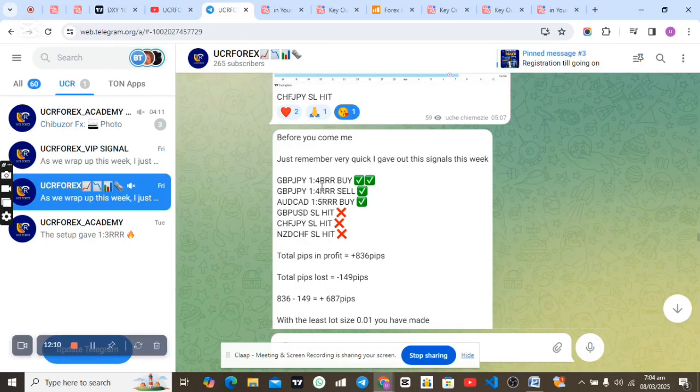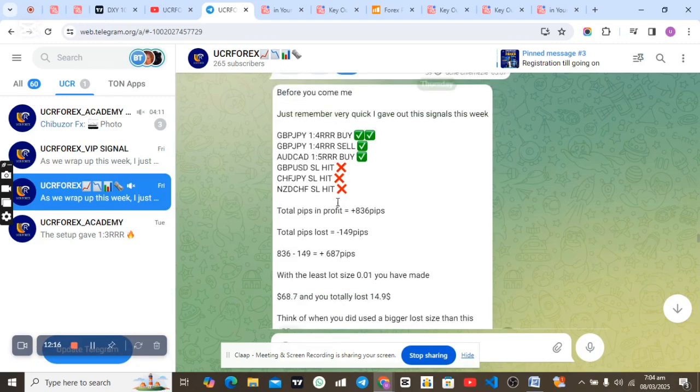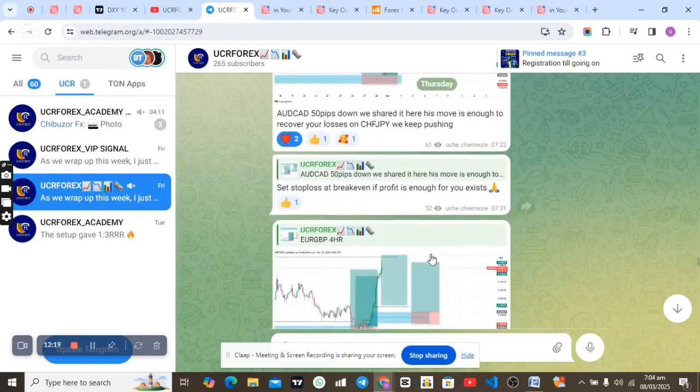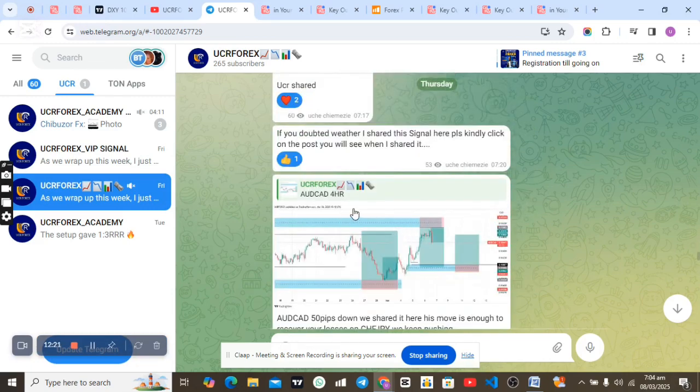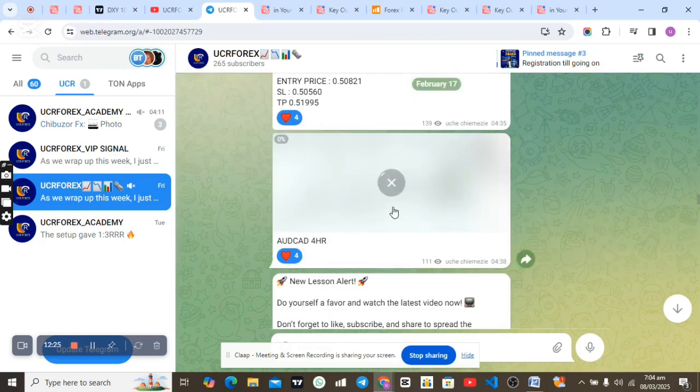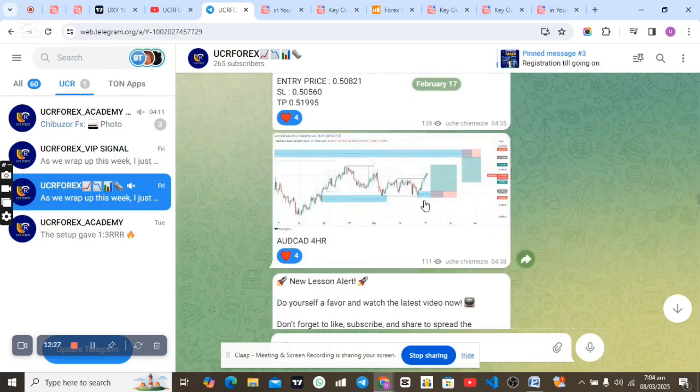Though that setup I shared somewhere around the last 2 weeks, I had a pending order there. I shared it here on the free Telegram community. Look at the setup here. This was the setup, right? Look at when I shared that very particular setup.